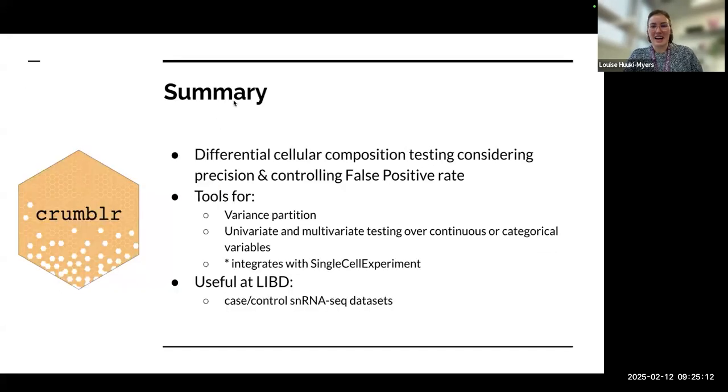experiment designs. So in summary for this paper, it's tools for testing differences in cellular composition. It considers precision and controls the false positive rate. Within the package, they have tools for variance partition, univariate, and multivariate testing over continuous or categorical variables. And it integrates with SingleCellExperiment and a lot of other tools we're familiar with from Bioconductor. And I think this will be really useful for us at Lieber, like I said, as we move into case control single nucleus RNA-seq data sets.